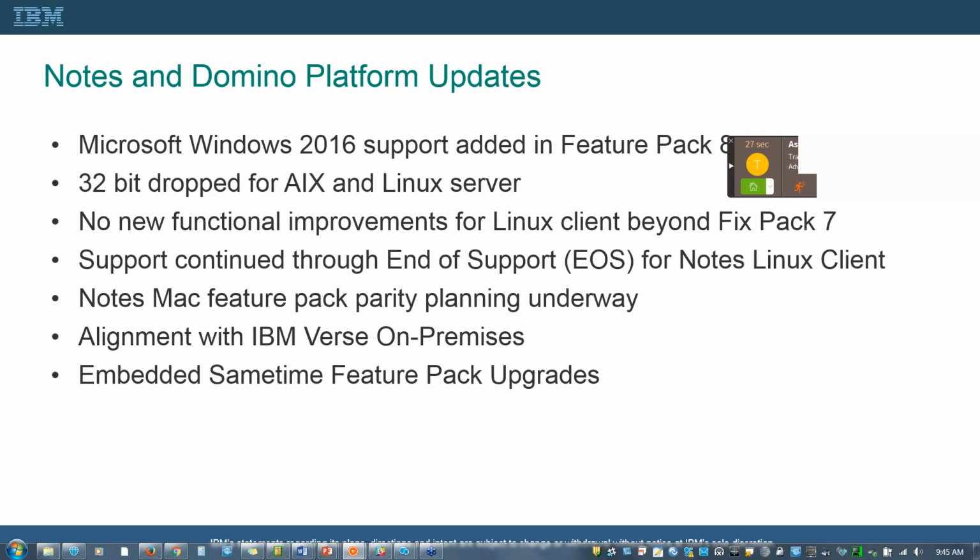And then from the embedded Sametime perspective, we will be upgrading the version of Sametime in probably the FP10 timeframe, so end of this year, so that you can automatically update the version of embedded Sametime via a feature pack upgrade, because Sametime 8.5 has been announced as end of support at the end of this year. So we want to help everybody remove that older version of the embedded Sametime client and upgrade to the latest version.